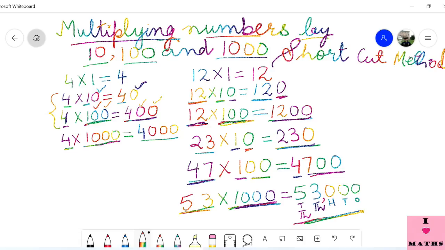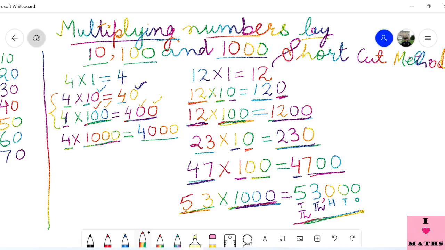Now children, all of you know the table of 10. It is very easy. 10 ones are 10, 10 twos are 20, 10 threes are 30, 10 fours are 40, 10 fives are 50, 10 sixes are 60, 10 sevens are 70, 10 eights are 80, 10 nines are 90 and 10 tens are 100. Now if you want to learn the table of 100, just put a 0 at the back and you will get the table of 100.